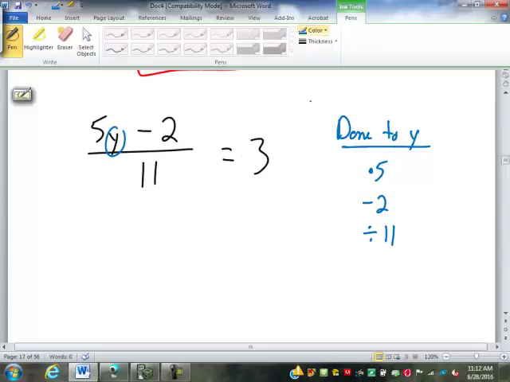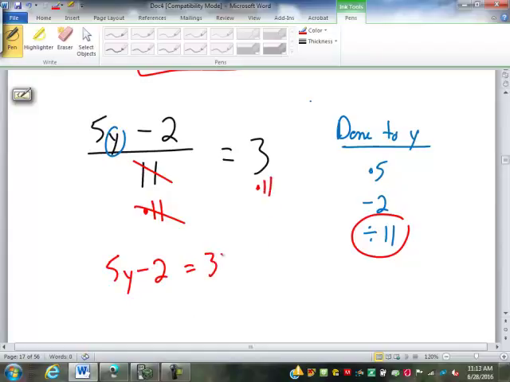So if I'm going to solve this, what's the first thing I have to get rid of? What was the last thing that was done? Dividing by 11. So the first thing I have to get rid of is dividing by 11. And how do I do that? I do the opposite. I multiply by 11. So that gets rid of that, leaving me with 5y minus 2. Over here, I multiply by 11 to get 33.